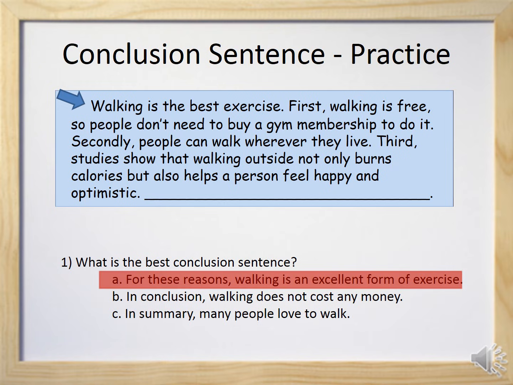We know that C also is wrong. In summary, many people love to walk. This one is wrong because our paragraph doesn't talk about people who like or love to walk. This is new information in the paragraph, and we can't have new information in our conclusion sentence. So sentence C is incorrect. A is the only answer.